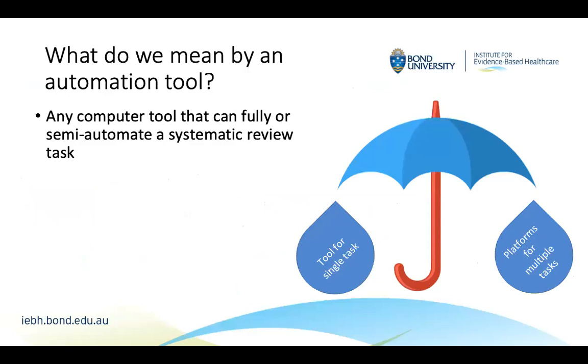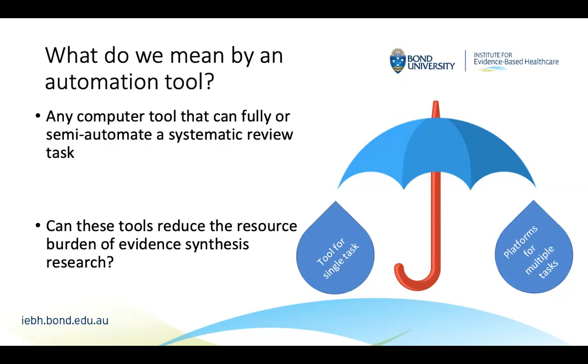So what do we mean by an automation tool? Many people actually ask me this. It's basically any computer tool or software that can fully or semi-automate any of the systematic review research tasks. So yeah, it can be a tool for a single task, and it can also be a platform or a software that helps you perform multiple steps in the systematic review process. Basically, all of my research is about how we can reduce the burden of evidence synthesis research.